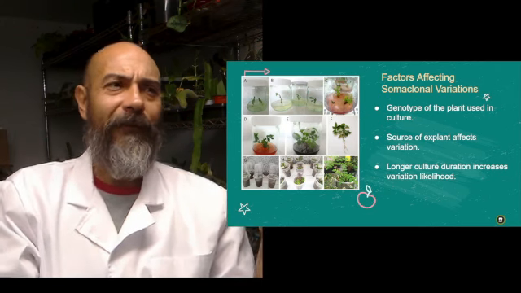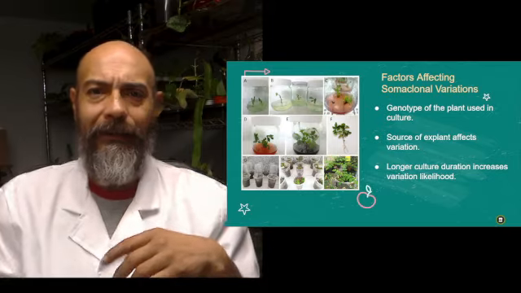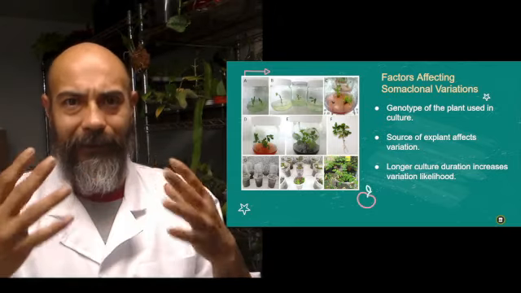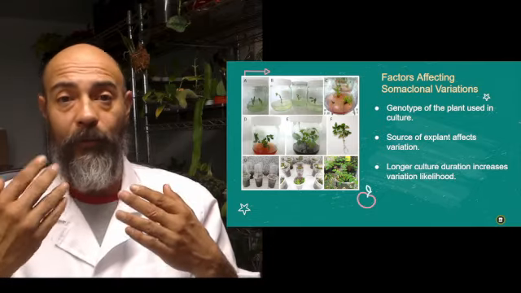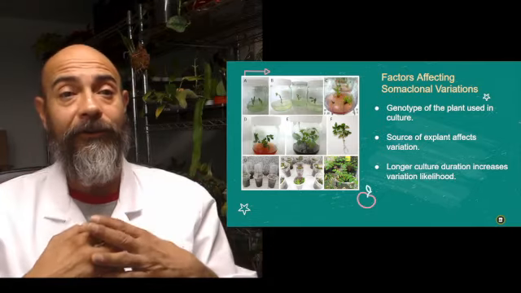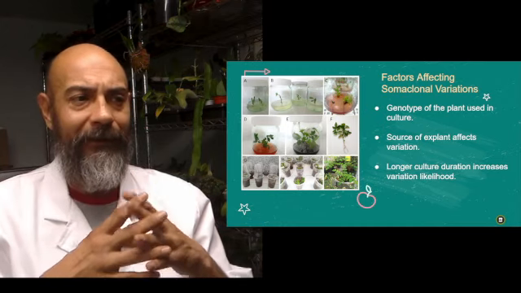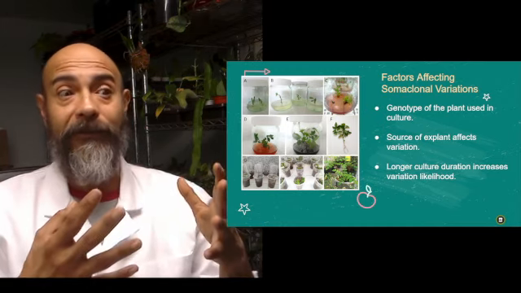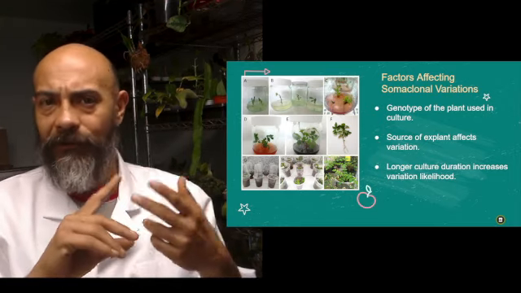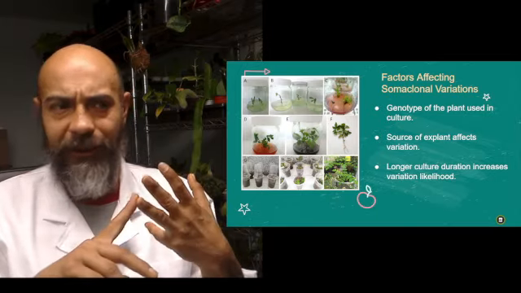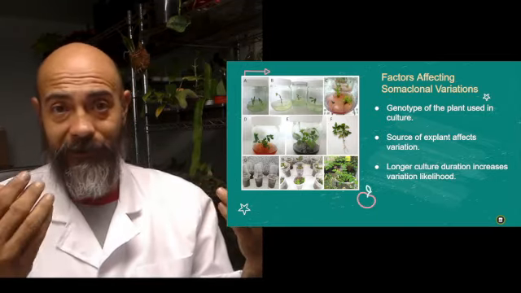So what factors actually affect the variation? Well, the genotype of the plant, right? The individual plant that you're using, the source of the explant and where it came from, whether it be a root or node or leaf cutting that you're using, all of those affect the type of variation that you're going to get and the amount of variation that you get as well. Now, the longer that the plant is in culture and subjected to hormones and plant growth regulators, pH changes, the higher likelihood of the variation that you're going to see.